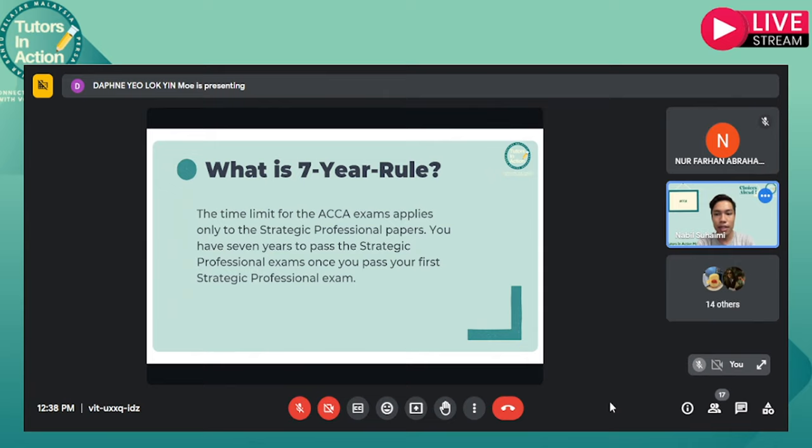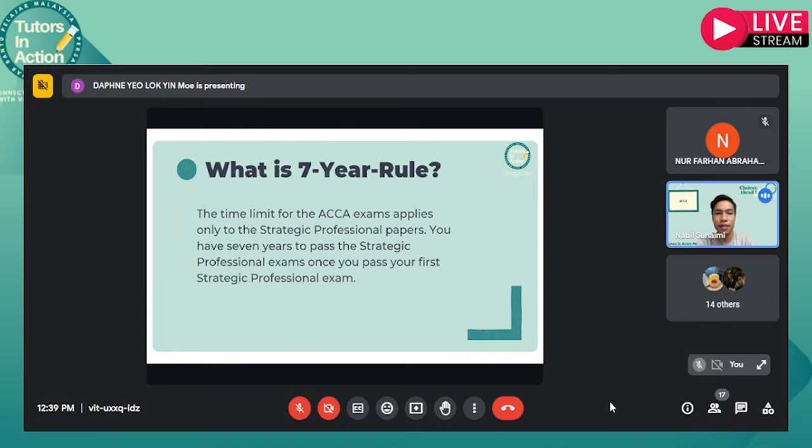After you've done your first professional level paper, you have 7 years to complete your whole ACCA journey, meaning you pass your first paper in strategic professional, the other 3 papers, you have 7 years remaining to complete it. So for example, if you are working, you did your first professional level paper, you have 7 years to complete it. So you have to complete it within that time period, or else you'll be excluded from the ACCA registry.